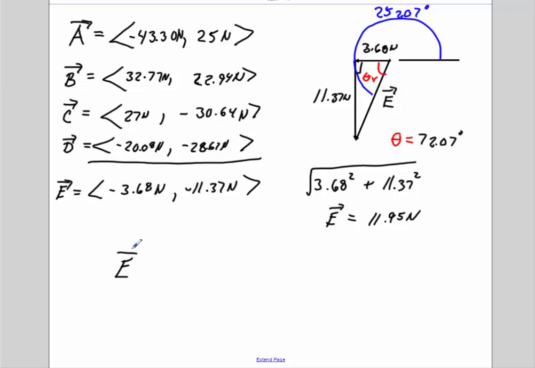So to write this as our final answer, we can write this as E, or again, if the question asks you to write it as resulting, you do make this an R, is equal to 11.95 newtons. And again, even though these are negative, do not make the hypotenuse of the resulting vector negative. This shows you which direction it's going to go. And then you do the at symbol, and we put 252.07 degrees.